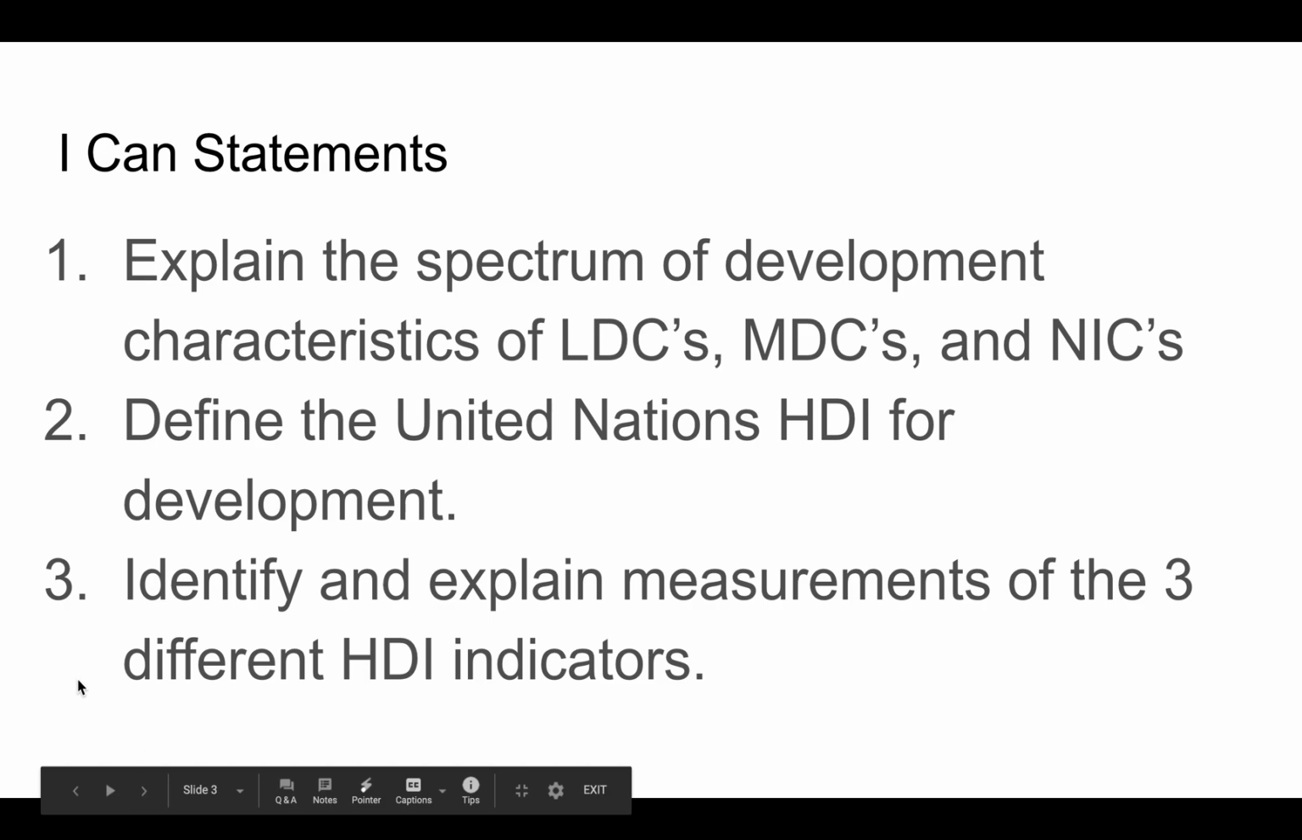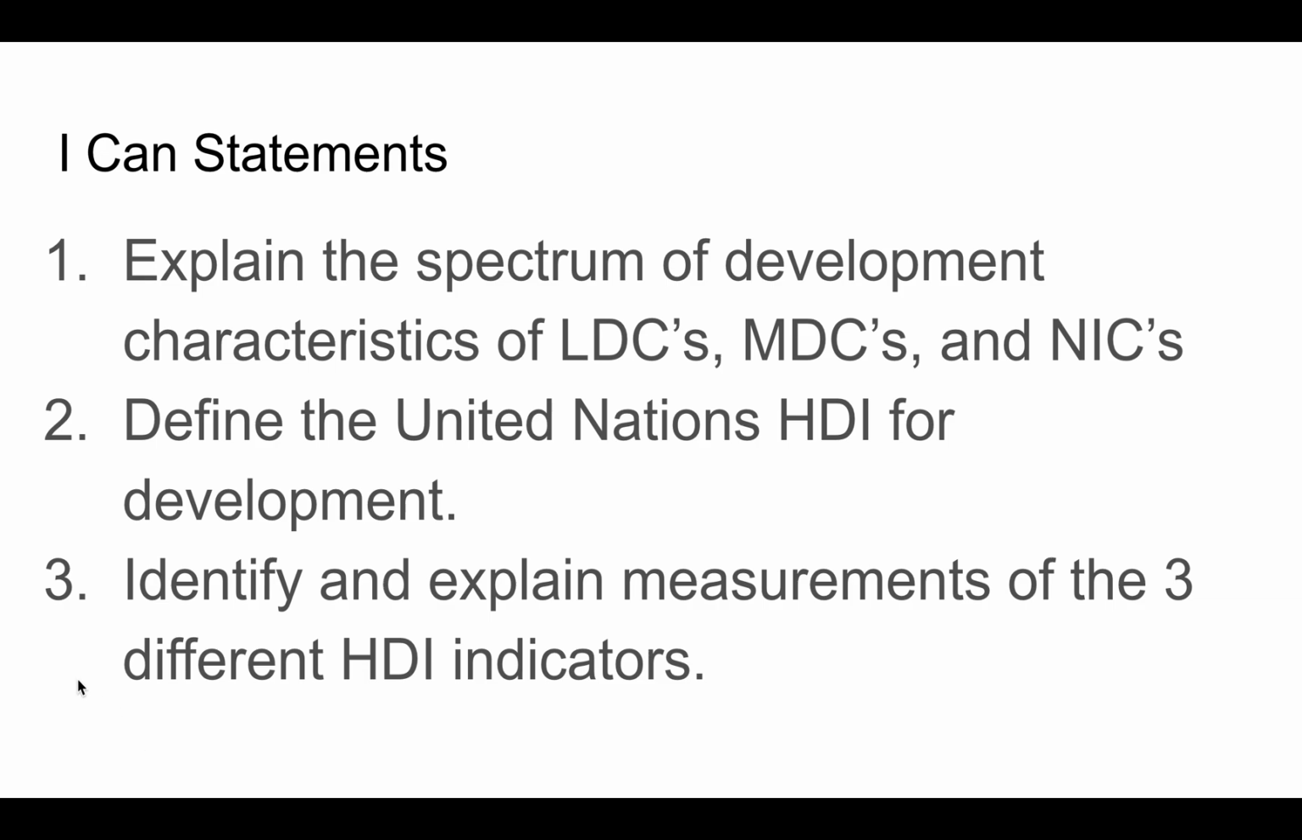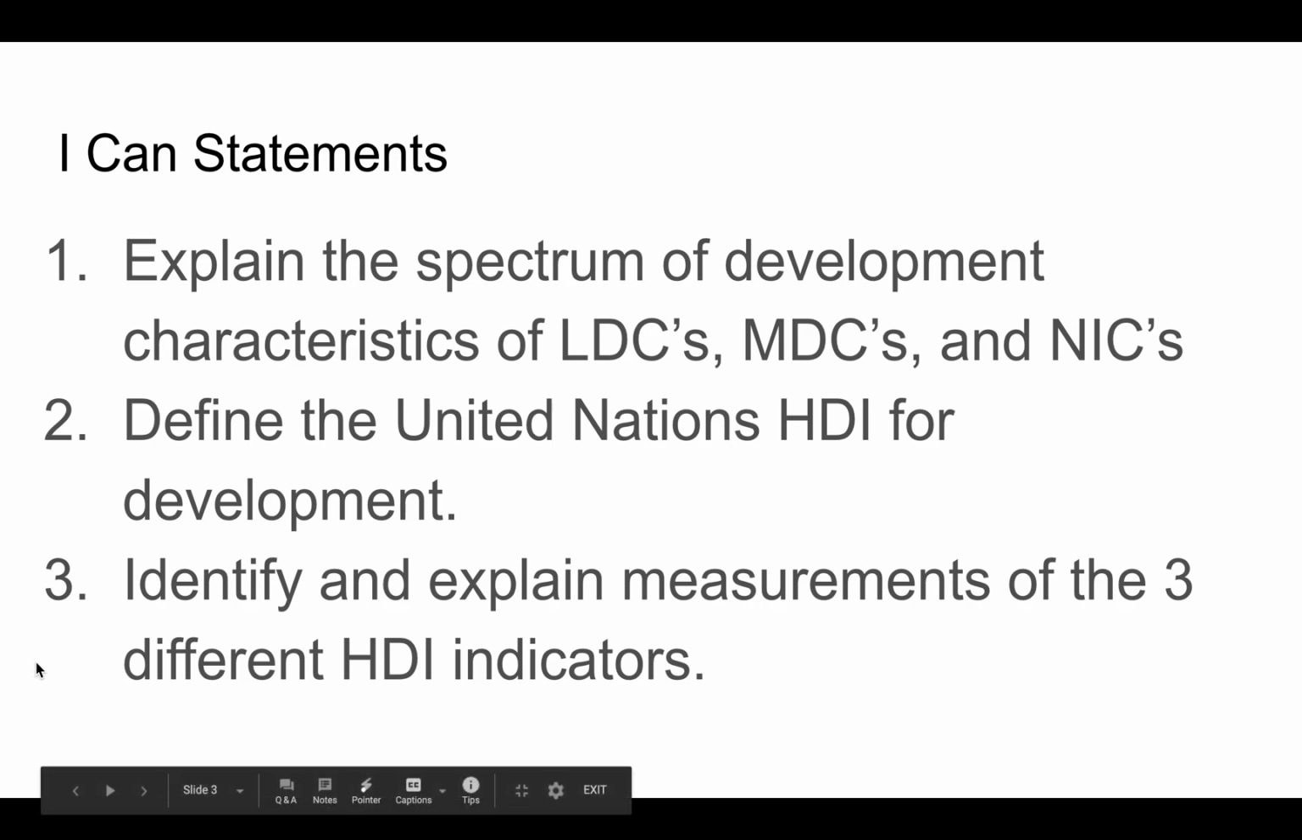The I Can statements: 1. Explain the spectrum of development characteristics of LDCs, so less developed countries, more developed countries, and NICs, which are newly industrialized countries. 2. Define the United Nations Human Development Index for development. And 3rd, identify and explain measurements of the 3 different human development indicators.